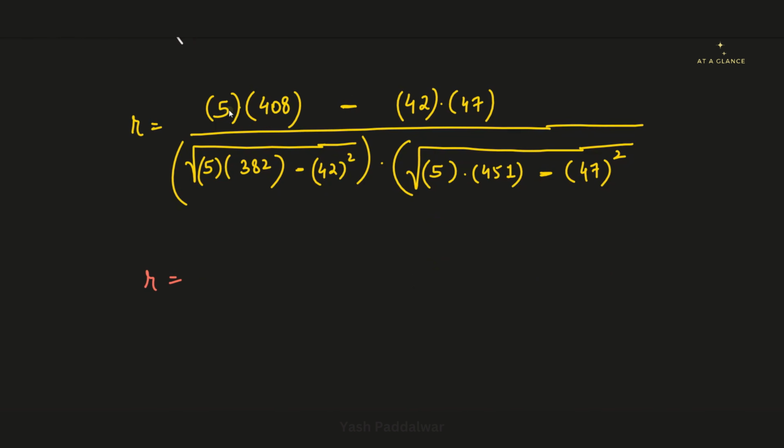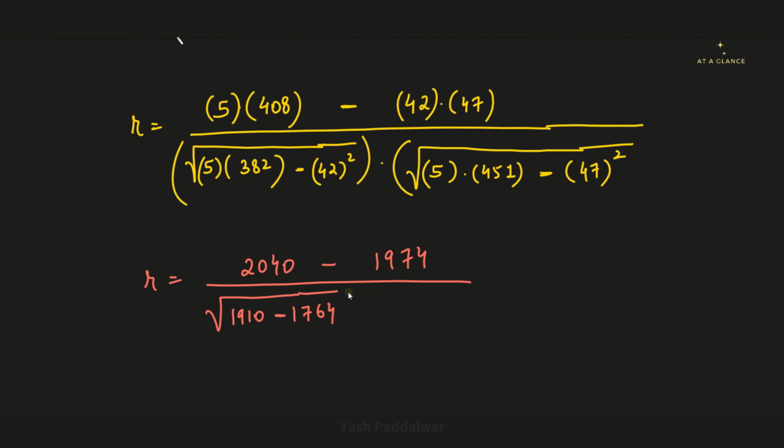So R comes out to be 5 multiplied by 408 comes out to be 2040 minus 42 multiplied by 47 comes out to be 1974. The whole divided by under the square root we are left with 5 multiplied by 382 is nothing but 1910 minus 42 square is 1764. In the next square root we have 5 multiplied by 451 which is nothing but 2255 minus 47 whole square is 2209.